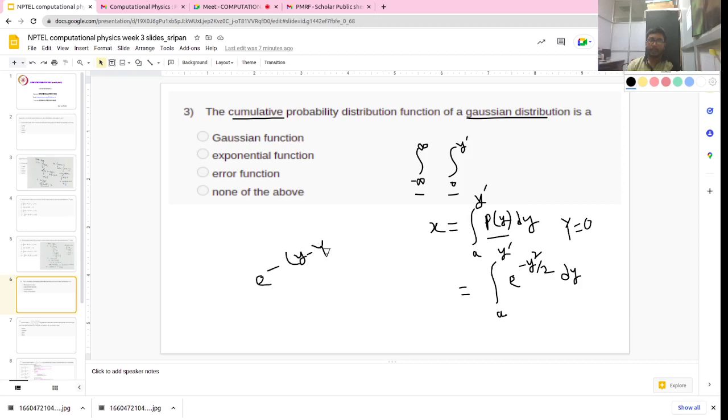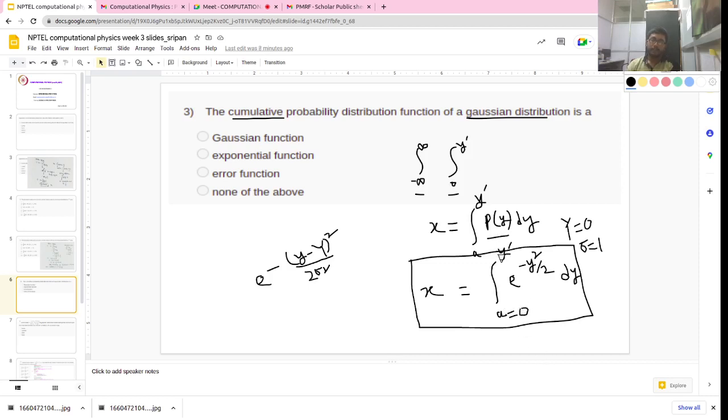y minus capital Y square by 2 sigma square. And here you see capital Y is taken to be 0 and sigma is taken to be 1. Okay everyone, now you have this equation. Can you tell us which kind of equation this is with this limit, and let's say a to be 0 here for convenience.